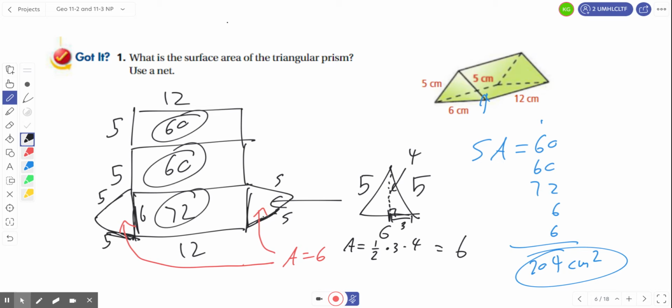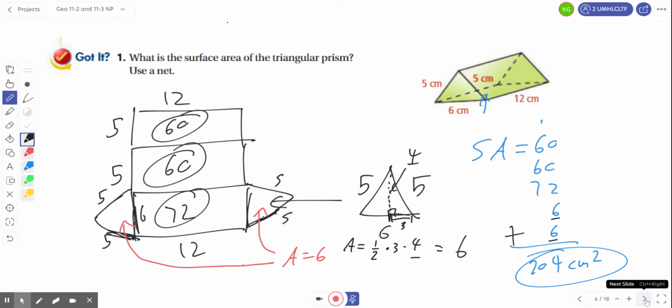And remember that there's a Pythagorean triple, 3, 4, 5. So once I know 3 and 5, I didn't even have to calculate to find out that the height was 4. Then I used that height of 4 to find the area of the triangle, which was 6. There were 2 of them, so I had 2 of them in my addition that I did at the end here to find out that the total surface area was 204. I did that in my head, so hopefully I didn't make a mistake.